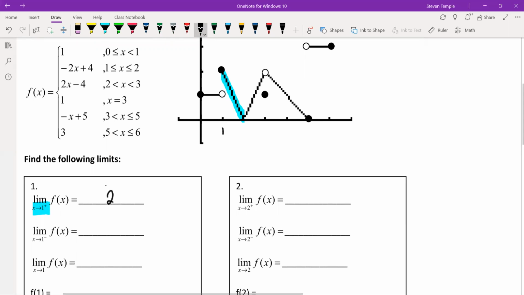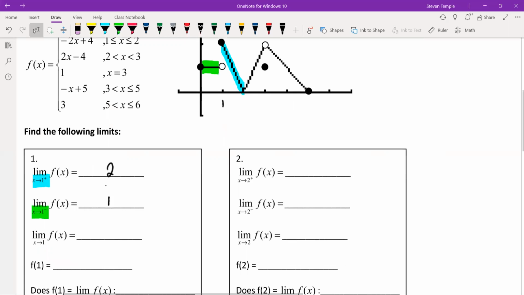Now, if I look at the left side of 1, that's this right here. If I go to the left side of 1, here are my y values, and that's approaching a y value of, oh, excuse me, a 1. A y value of 1.